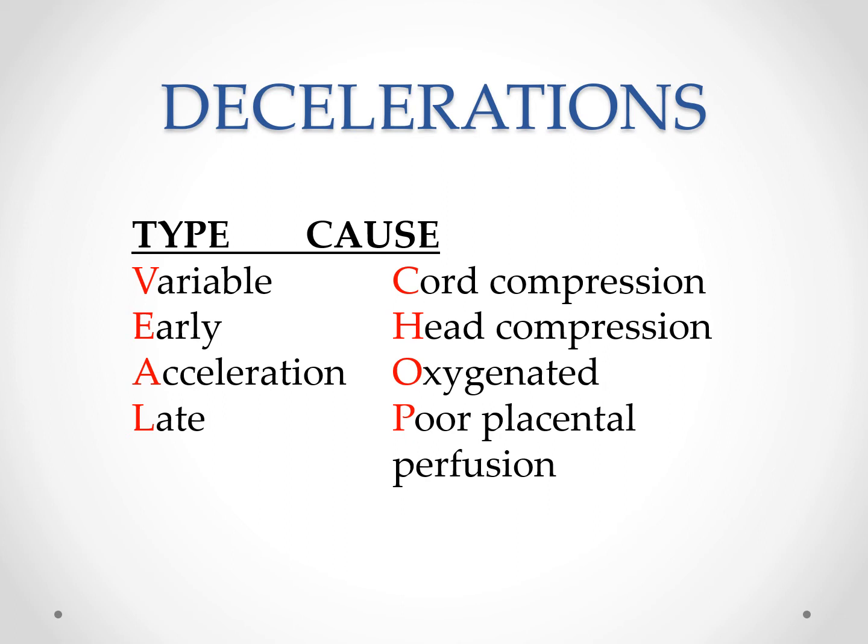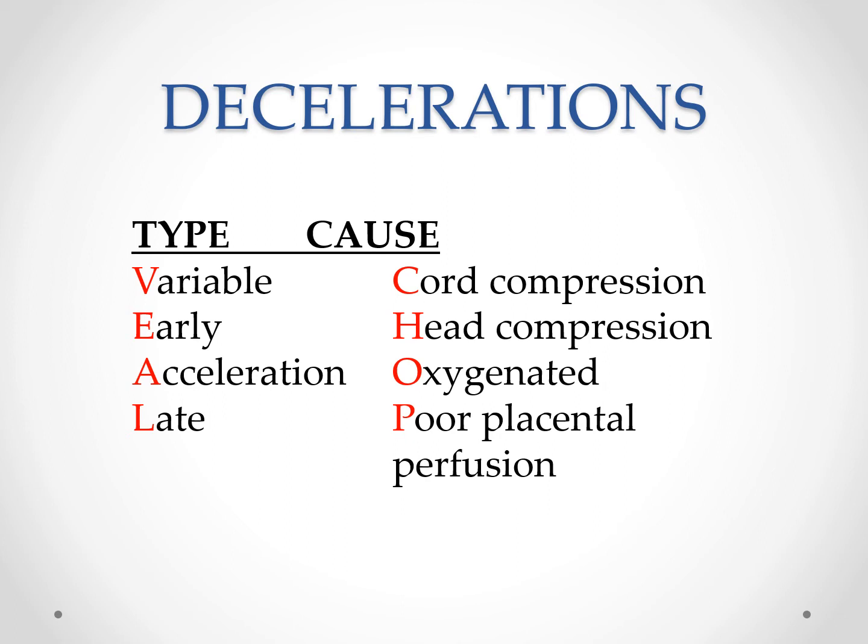So variables are always caused by cord compression. Remember that the cord is like a hose and there are vessels in there. And anytime that becomes squished or compressed, the blood flow through that cord, i.e. to the fetus with its oxygenated blood, is decreased. Now I'm going to show you what these look like. In a very classic presentation, variable decelerations are V-shaped. So they're decreasing down and they're shaped like a V for variable.